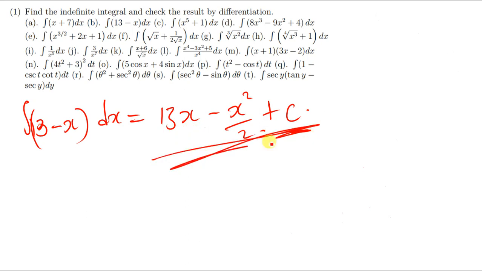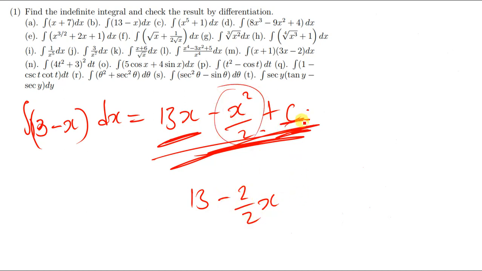So if you want to prove whether this is correct or wrong, you can differentiate it. How do you differentiate it? When you differentiate 13x, you are getting 13. Differentiate this expression there, you are getting negative 2x over 2. And then differentiate the constant, you are getting a 0. So 2 over 2 will give us 1. So we have 13 minus x as the solution, which is exactly what we have there.